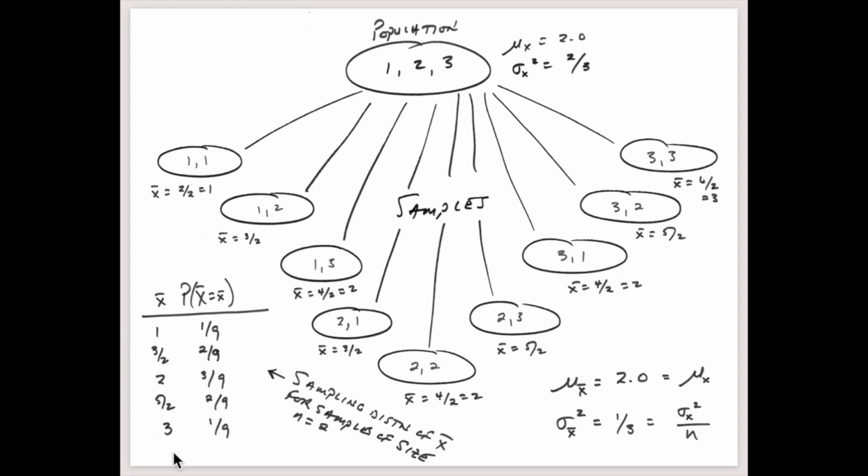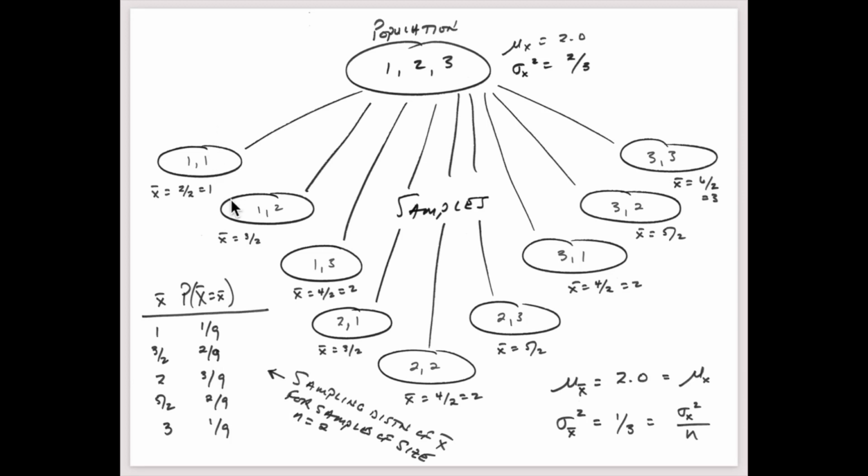So whenever we create a PMF, and that's what this is, a PMF, because it lists the values in the sample space of X bar, the sample space of X bar containing the values 1, 3 halves, 2, 5 halves, and 3. And then it gives us the probabilities associated with each of those outcomes. So these two columns, this table here, is a tabular representation for the PMF for the mean of a random sample of size little n equal to 2, samples taken with replacement from this population.